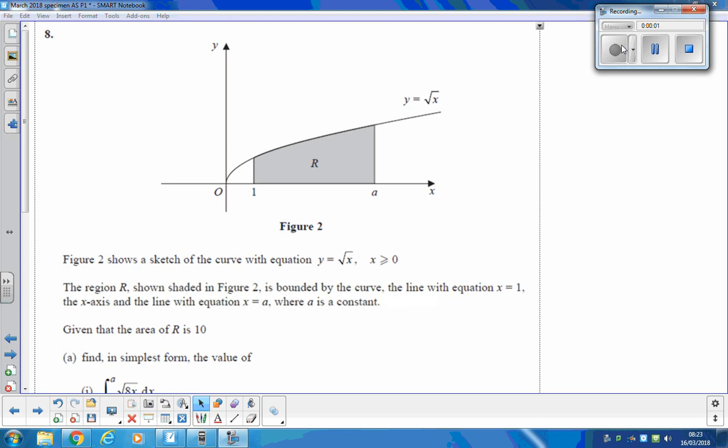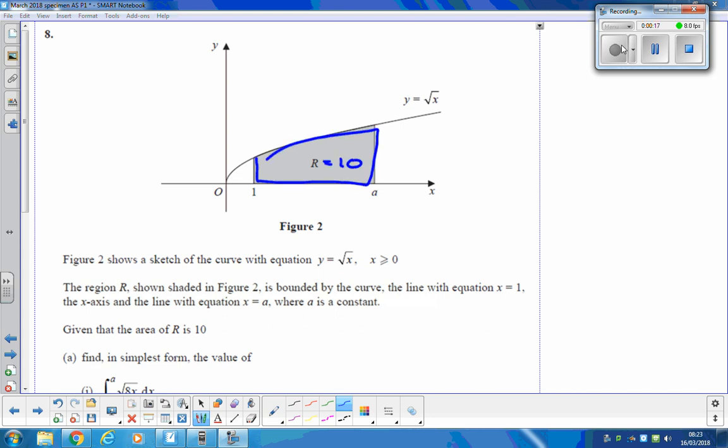Question 8's a very challenging question. Lots of people had difficulty with this. And it's been designed so that people can't use their calculators to do their integrals. What you've been given is that this area here is equal to r is equal to 10.